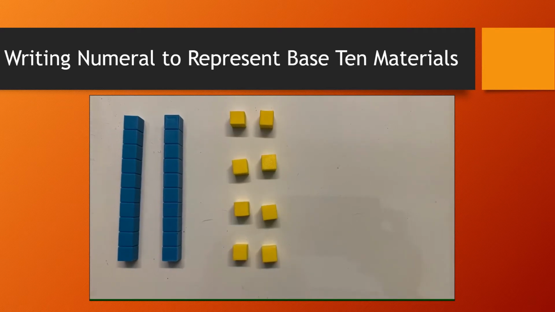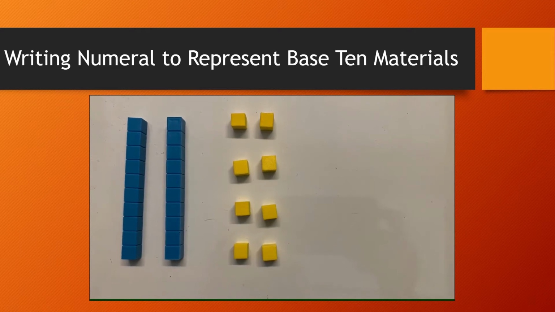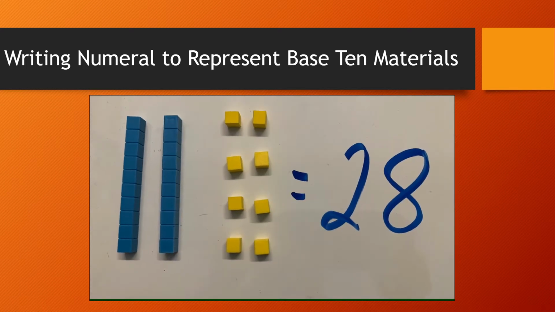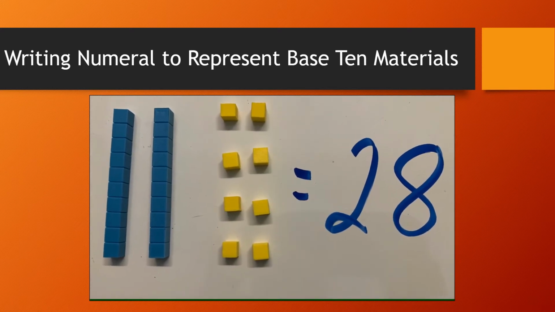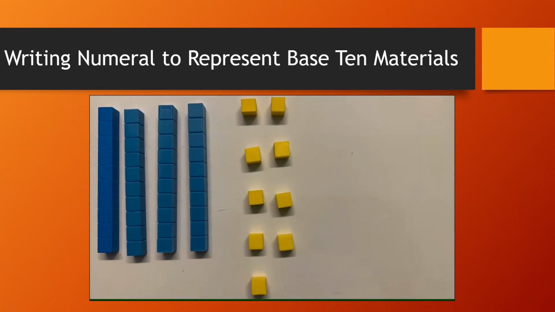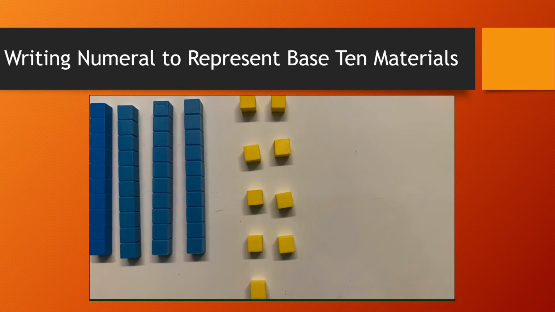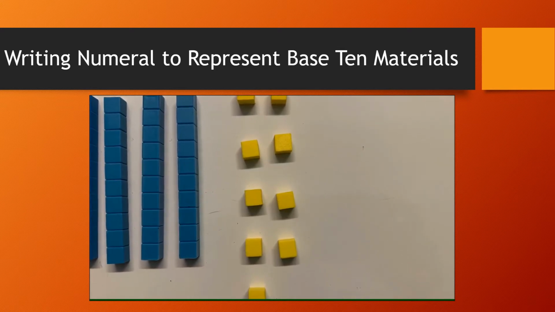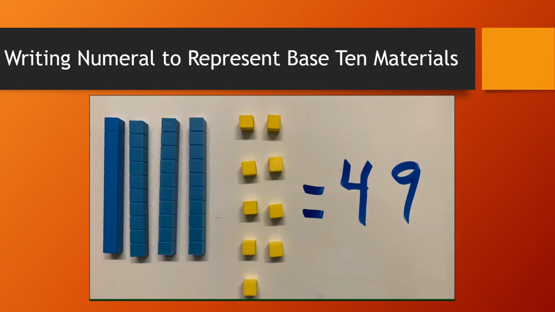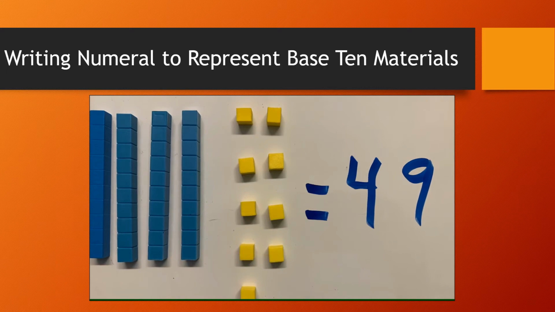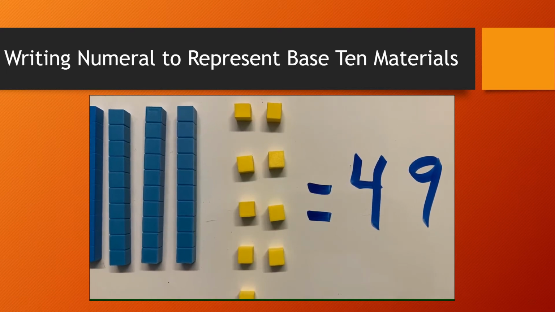Our very first group of base 10 blocks we're looking at has 2 tens and 8 ones. 2 tens and 8 ones equals 28. Our second set of base 10 blocks has 4 tens and 9 ones. Together, that is 49. Have fun on the student activities. It's now your turn to count the base 10 materials and write the numerals to go with them.